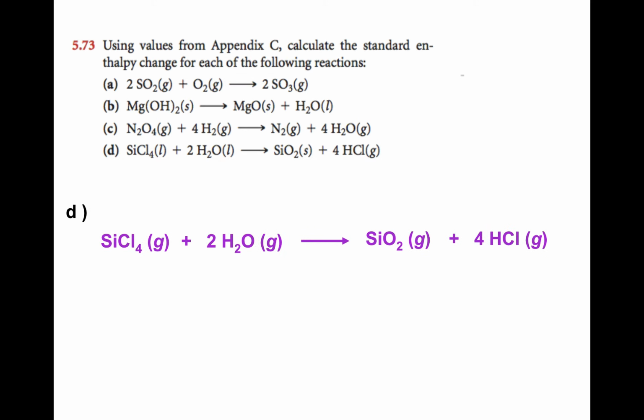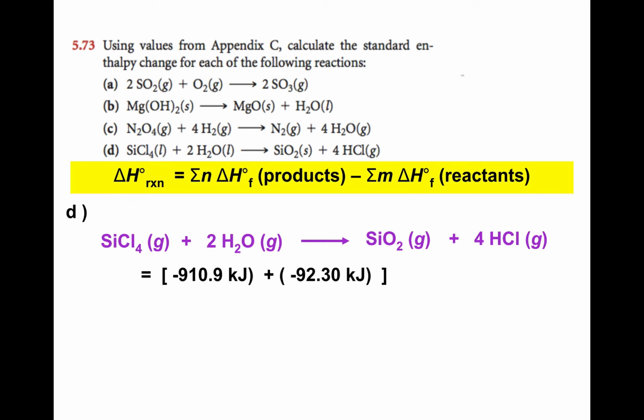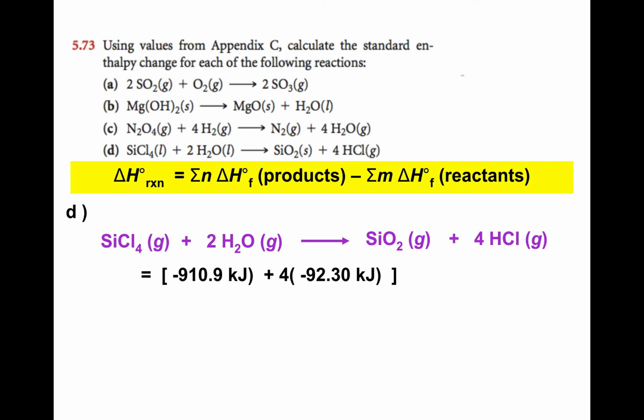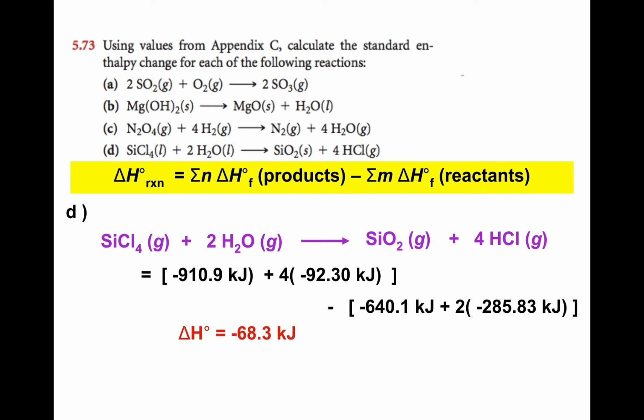Look up the heats of formation of the products, right? Silicon dioxide and hydrogen chloride gas. Plug it into the sum of the products. Oh, multiply by 4. Okay, that looks good. So times 4, plus the heat of formation for silicon dioxide, and subtract from that the sum of the reactants to get the change.